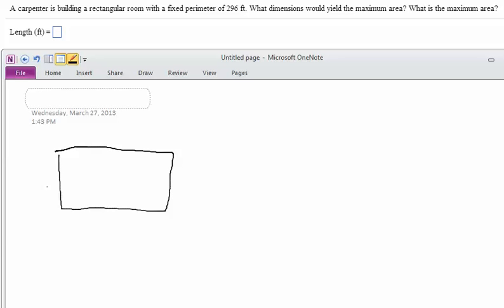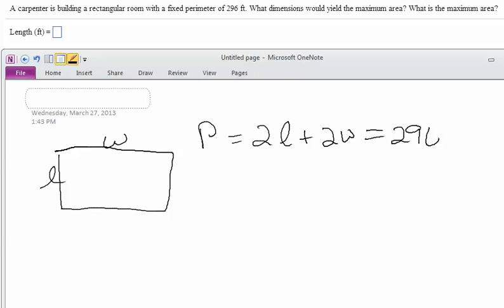and we have a length and a width, and the perimeter, we know the formula for perimeter is 2L plus 2W, and it is equal to 296 feet. Now we want to maximize area, where area is equal to length times width.